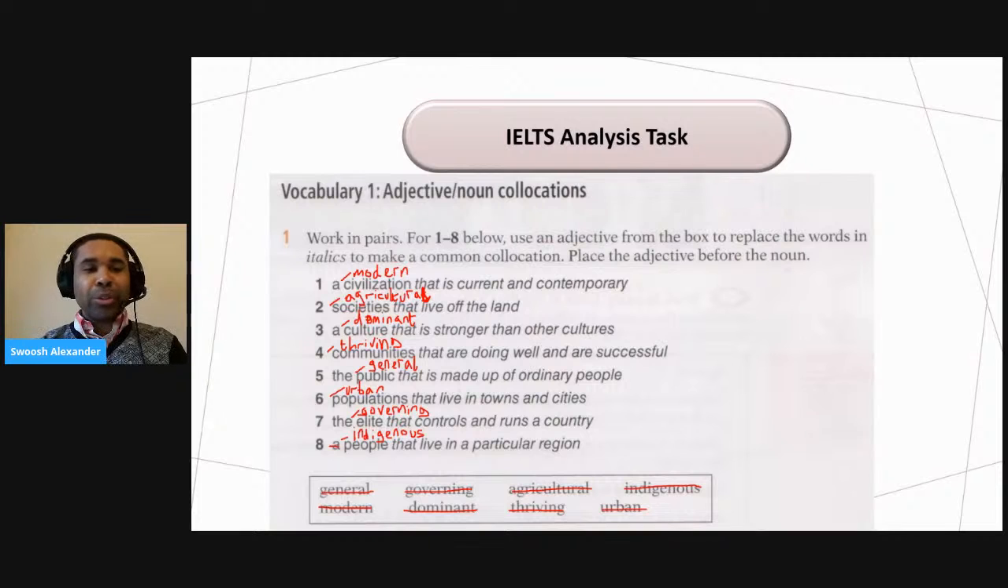Again, I would encourage you as well to build your collocation store. When you are writing down new vocabulary, don't just write single words, but write phrases. If you're writing down, for example, the noun civilization, what are some common adjectives you could use with the word civilization? So modern is the one we've looked at today. The opposite to modern would be ancient. That would work as well. If we're looking at, for example, a culture, what are some common adjectives we could use with culture? Obviously, we have dominant. Monoculture would be another one that we could use as well. So this is the key here, is building from just individual words towards using appropriate phrases in our writing.